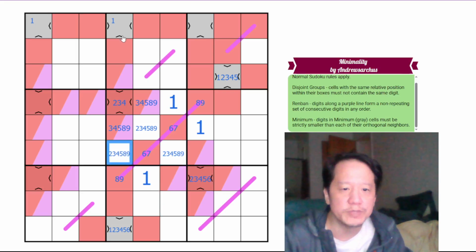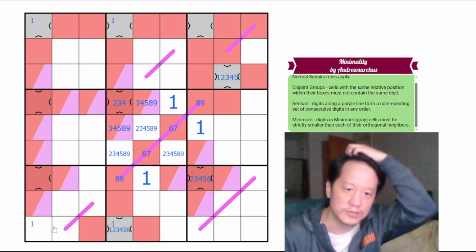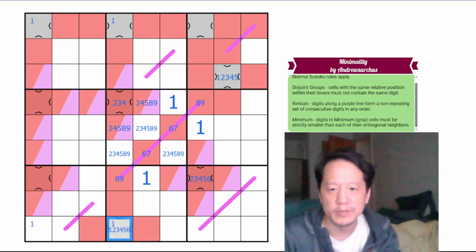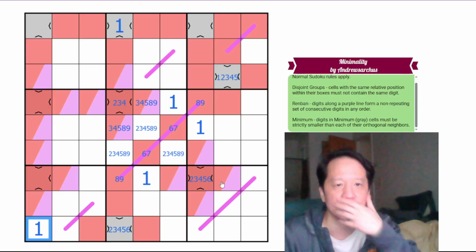Okay, which means this is 1 or this is 1. This is 1 or this is 1, which means we're guaranteed to have a 1 in one of these two cells. This can't be 1 because of 1 in the box, so this must be 1 up here. So this is 1, which means this can't be 1 here. This has to be 1 there.